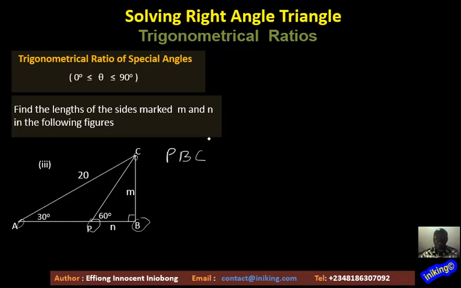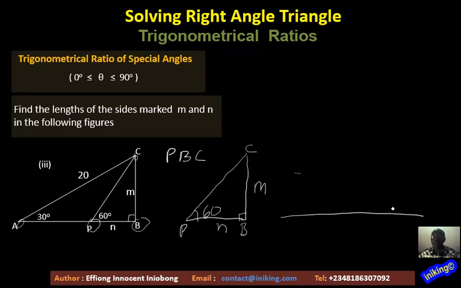Consider triangle PBC. Let's try to sketch it out and see what happens. This side is labeled M, this is labeled N, this is 60. If you look at this triangle, no side has been given. So it will be difficult for us to find any of M or N. But if you look at the bigger triangle, ABC, we'll notice that the length of the side AC has been provided as 20.